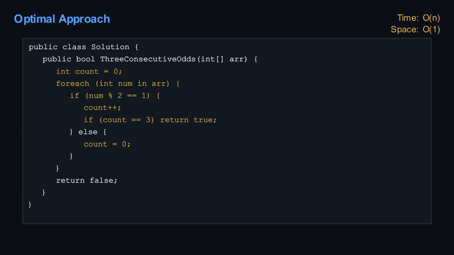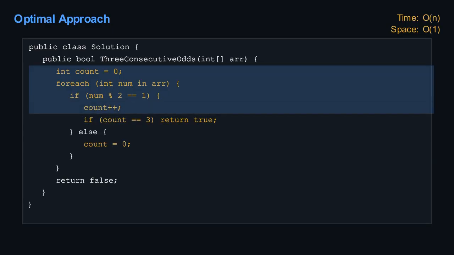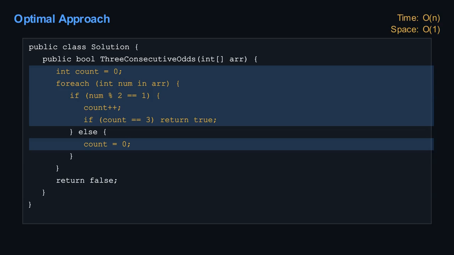The key insight for optimization is that we don't need to recheck previous elements. We can use a sliding window concept, maintaining a count of consecutive odd numbers. As we iterate through the array, if we encounter an odd number, we increment our counter. If the counter reaches 3, we've found our sequence and can return true. Crucially, if we encounter an even number, it breaks any current sequence of odd numbers, so we reset our counter back to 0. This single-pass approach avoids redundant checks by maintaining state about the current streak of odd numbers. It's a classic example of how to optimize sequential checks by leveraging information from the previous step.